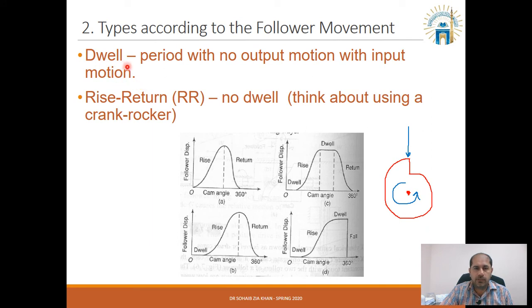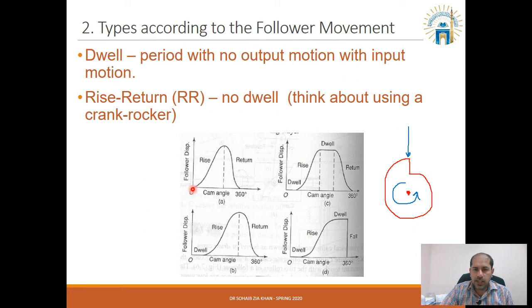That is a dwell. And the non-dwell condition is rise and return, return and rise, and so forth. Different scenarios are possible. Think about using a crank and rocker mechanism. Okay, so there will be no dwell in it. So let's look at these 4 graphs, and we are going to discuss each of them in detail.